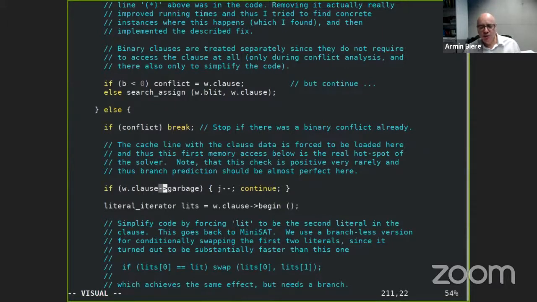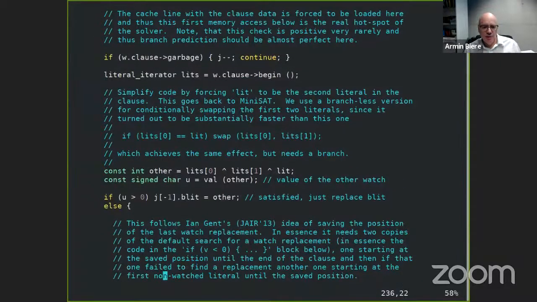This is the hotspot because it's the first time you access that randomly selected clause in memory. If you would not have this issue with this garbage, which I cannot explain now, it would be the next thing when you access the literals, because this pointer here, accessing this pointer is still local. You have this in a cache line, but now you need to read the first literal. And then this would be the hotspot here, accessing this first literal and also the second one.